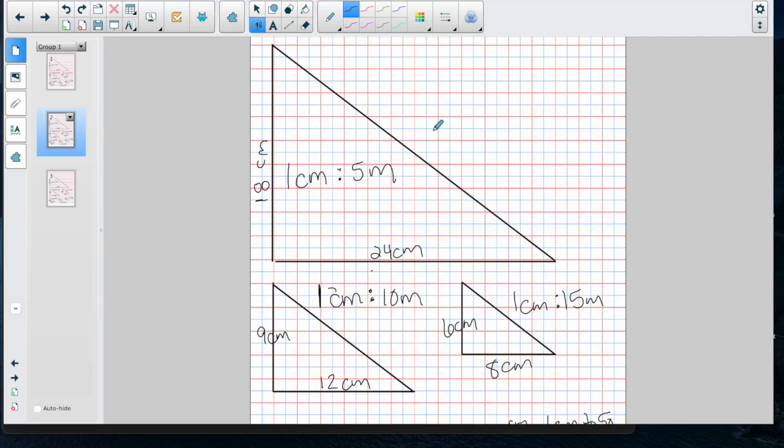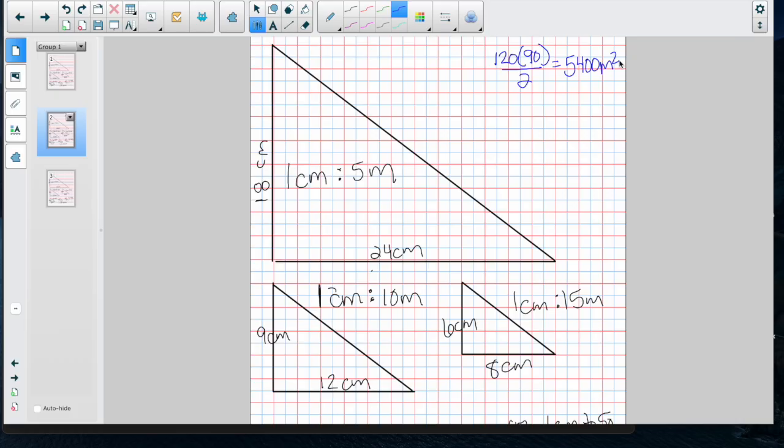Then we were to find the area of the original park and then the area of each of our scale drawings to see how they compare. So remember, our actual park had a base of 120 and a height of 90. So multiply those together and divide by 2. We end up with an area of 5,400 meters squared.